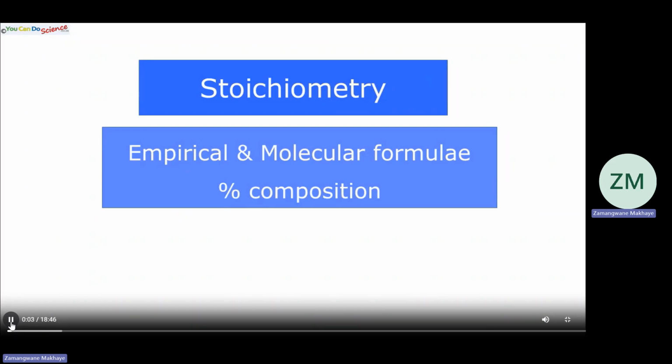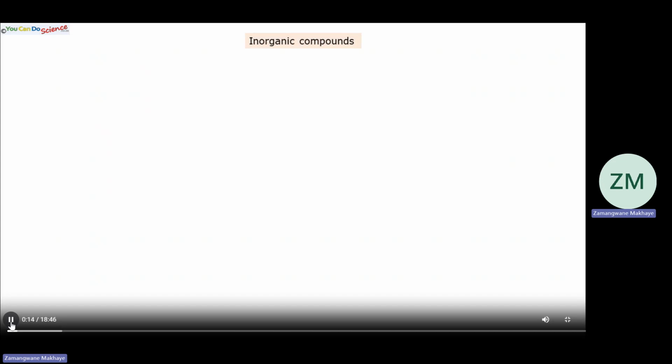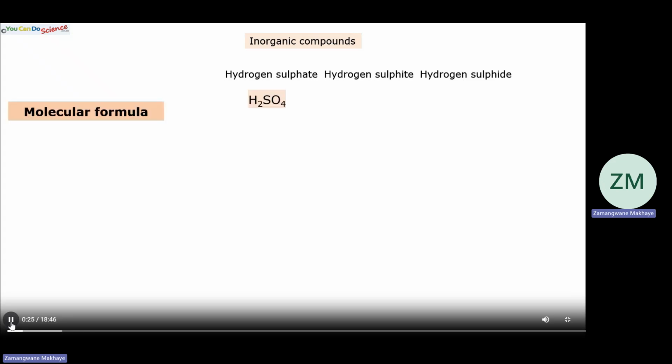In this lesson, we're going to learn more about empirical formulae, molecular formulae, and percentage composition of compounds. You know these inorganic compounds: hydrogen sulfate, hydrogen sulfite, and hydrogen sulfide. You are also familiar with their molecular formulae.